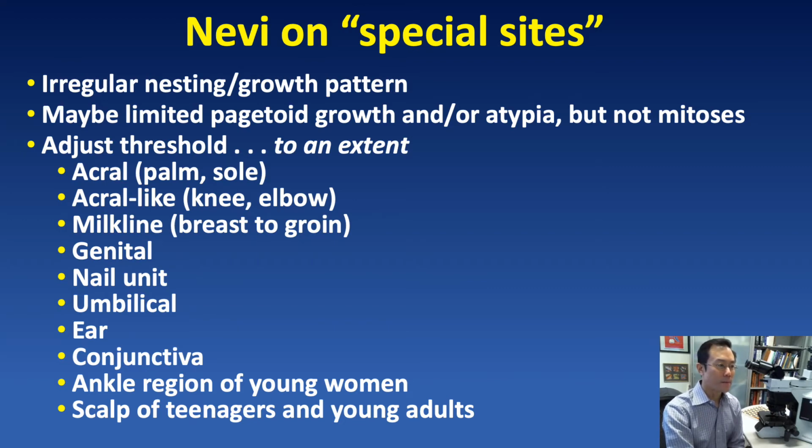So here's a more complete list of special sites, the acral skin being the prototype, and the rules for the different sites are not all exactly the same. Different rules apply to different extents and different situations beyond the scope of what we can go through now. But I think the first step is to recognize that the sites listed here do have characteristic features, and one does need to consider an adjusted threshold, at least to an extent. Obviously, it's a slippery slope.